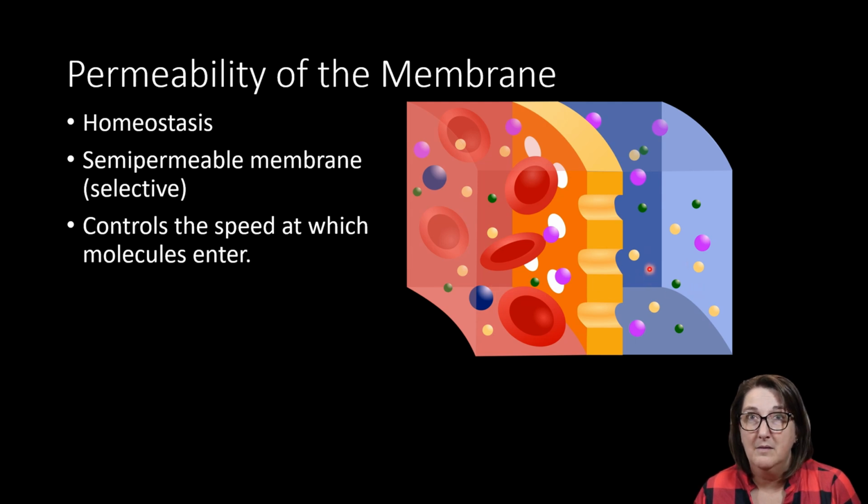It's going to be selective. So remember, it's not letting everything through. These red blood cells are staying on this side of the membrane. But my purple, my green, and my beige, these can pass back and forth however they want. This can also control the speed at which material flows through. So we'll talk about gradients later on, and then it will make a little more sense how I can get material to go through fast or slow.